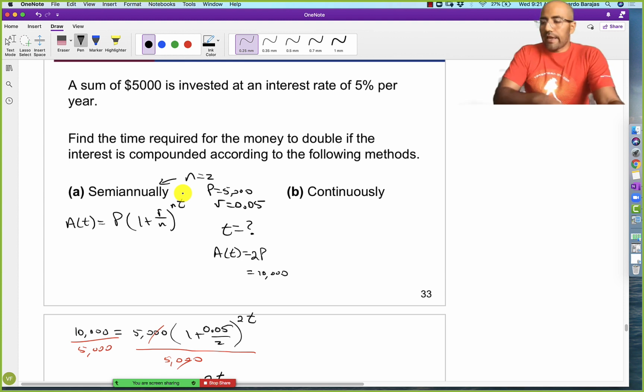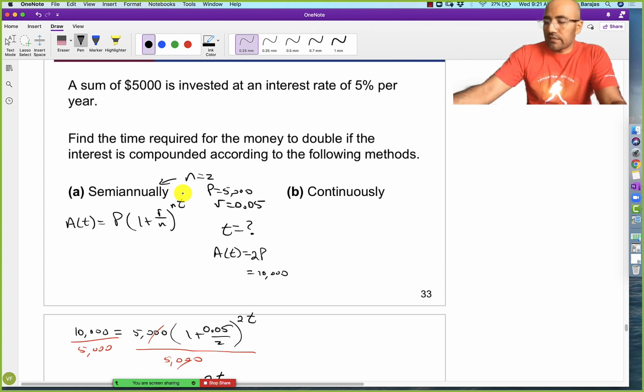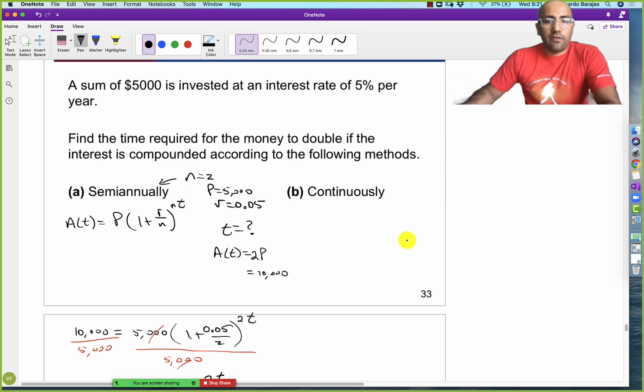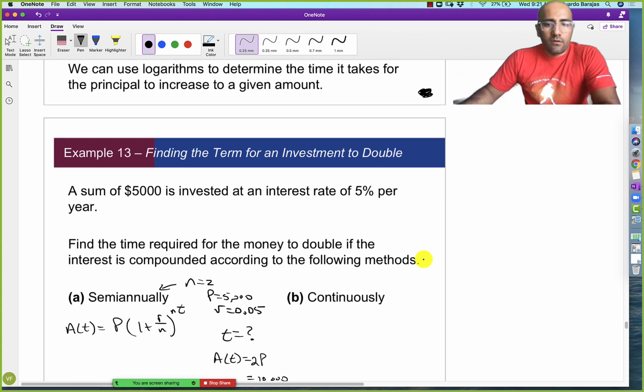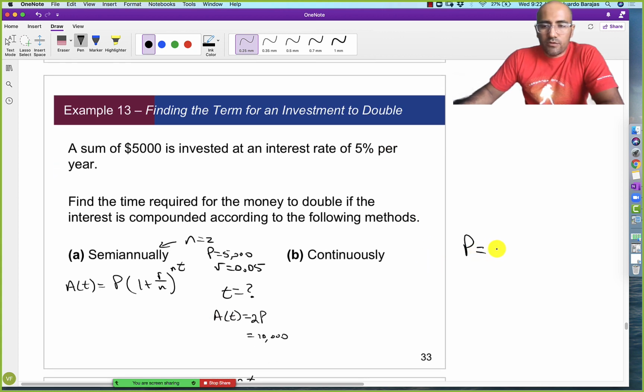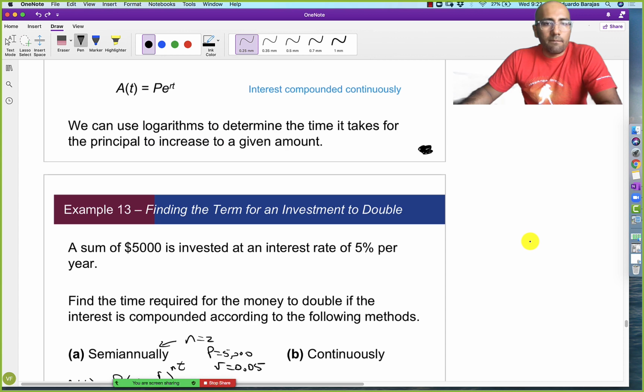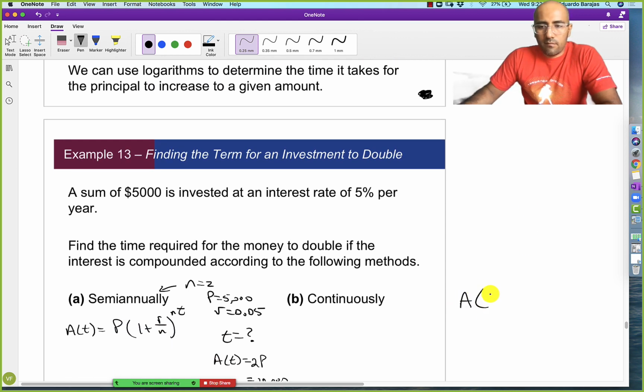So the speed at which you grow your investment is going to go a little bit faster when you compound it more often. And when you get to the point where you compound it continuously, then we use this other formula, right? So compounded continuously would be this formula. A of t equals P times e to the rt.